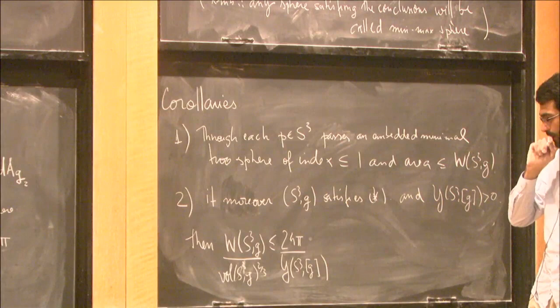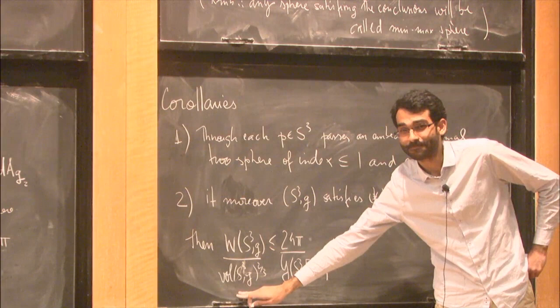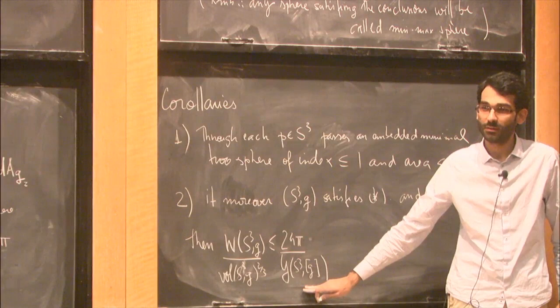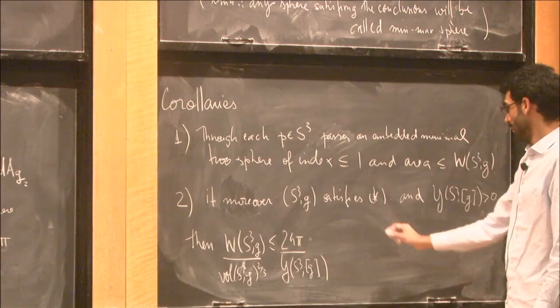Let me try to focus on this because I find it quite interesting, right? Because you are relating the normalized width of a conformal class potentially with the Yamabe invariant, right? So maybe this is something nice to be investigated. Anyway, the proof in one line is the following.